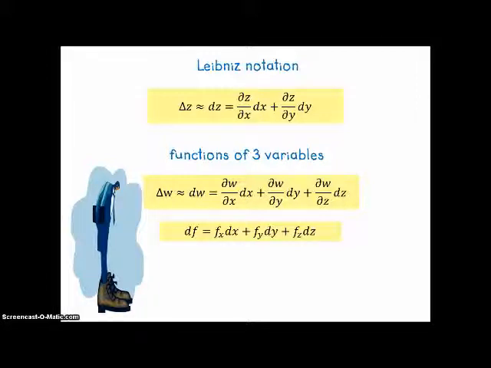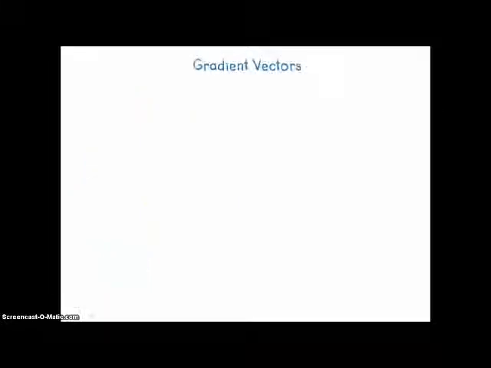Now if we have more than three variables, as you can tell, these formulas tend to get rather cumbersome. And so I'm going to introduce some new notation that we won't really use in this section, but it is introduced in this section. We'll need it later. And that notation involves the idea of gradient vectors.